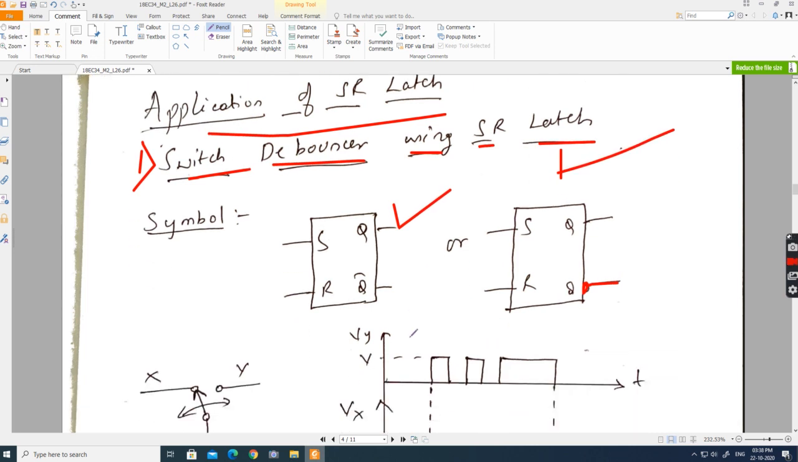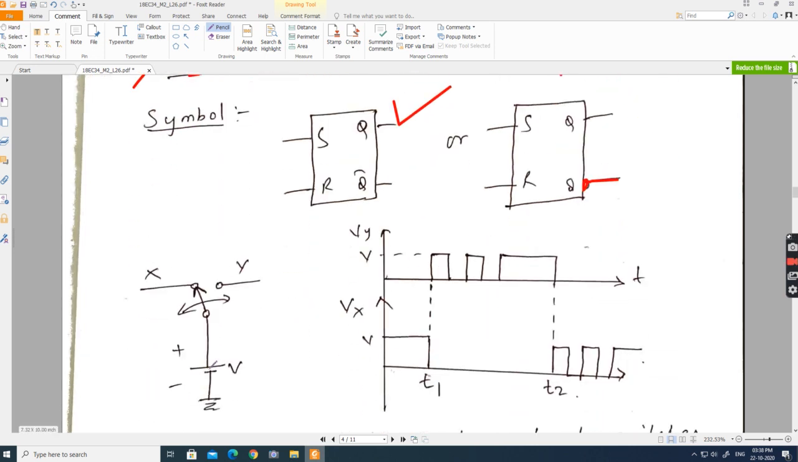Fine. So what is the problem with a normal switch? See, I'm taking a switch here. I'm marking two nodes here, X and Y. I'm giving one supply here. Whenever the switch is connected to node X, I will now change the position and connect it to node Y. Say my switch was initially at node X. The voltage is Vx, and the maximum voltage will be V. Understanding this graph?